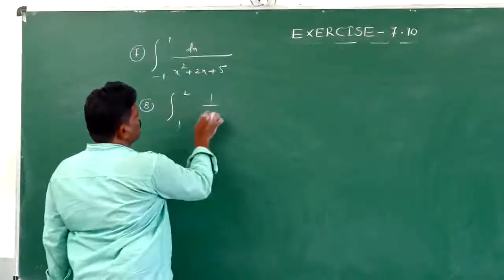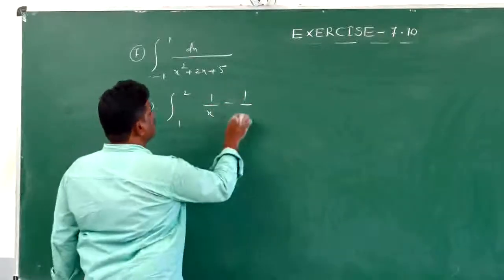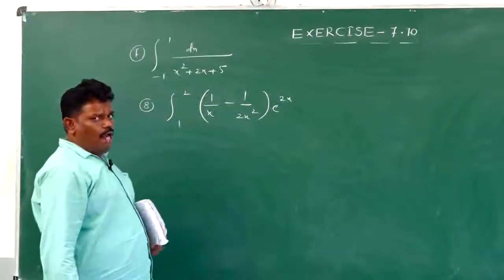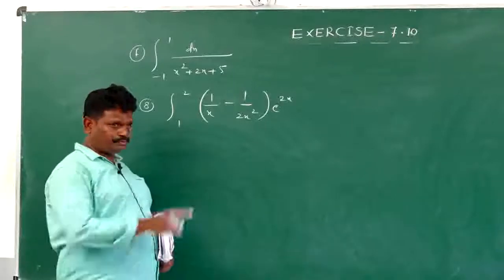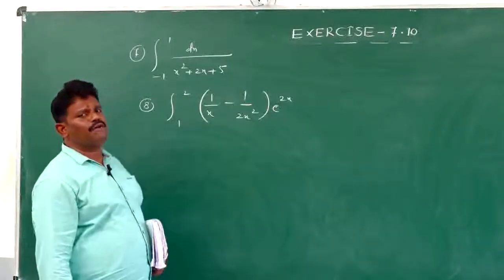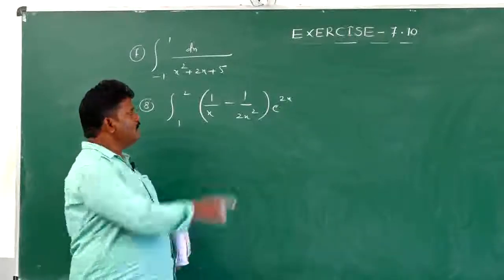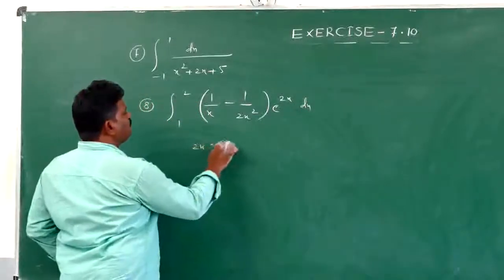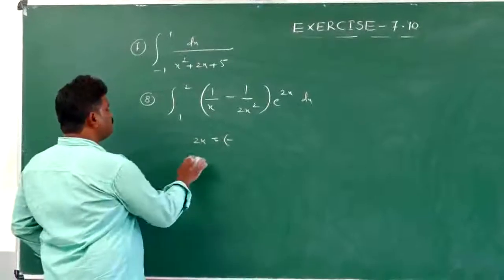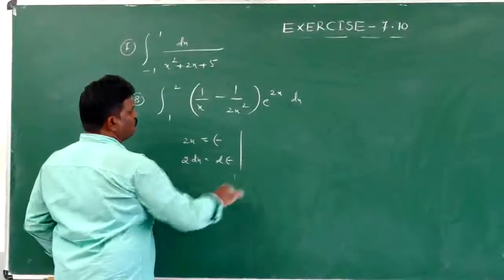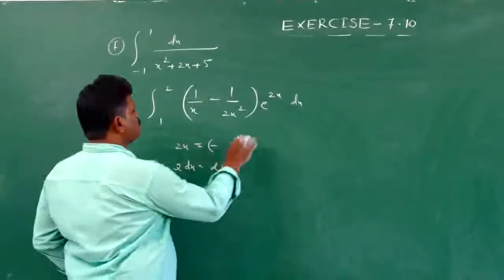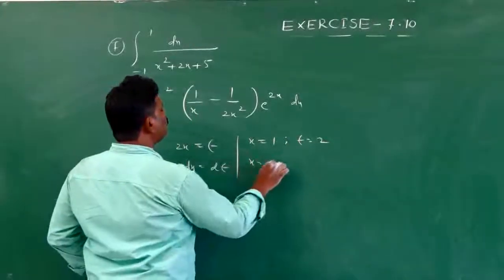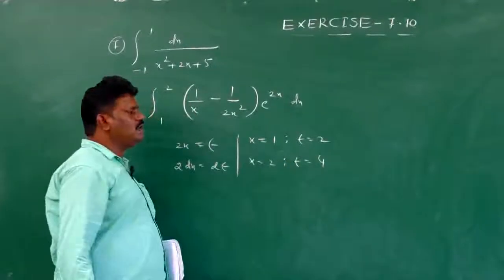The integrand is (1 by x minus 1 by 2x square) into e power 2x. In indefinite integrals there is a formula: integral of e power x into f of x plus f dash of x. We compare with that formula and simplify. Take the substitution 2x is equal to t, so 2 dx is equal to dt. Now change the limits: when x is equal to 1, t is equal to 2, and when x is equal to 2, t is equal to 4.